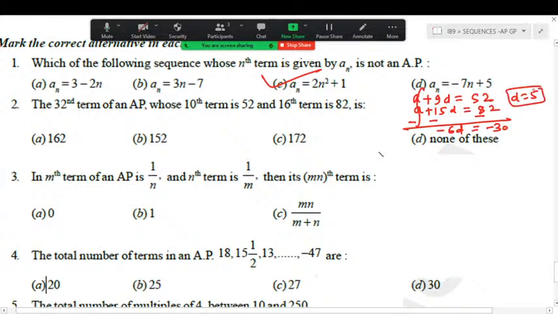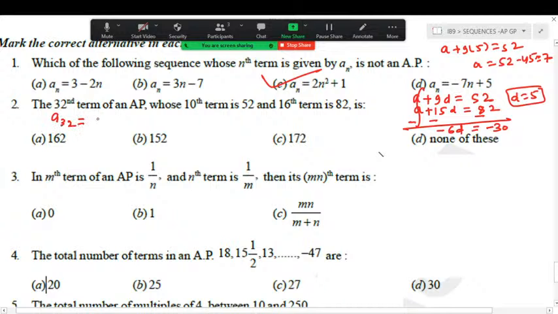And if d is 5, we can find a by substituting the value in the first equation. a plus 9 times 5 is 52. So a plus 45 is 52, and subtracting 45 from 52, I got a as 7.